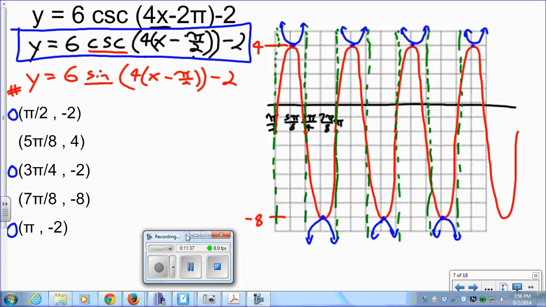So you can see, as long as you're really good at graphing your sines and cosines, applying these rules to our reciprocal functions will make those much more accessible to us.